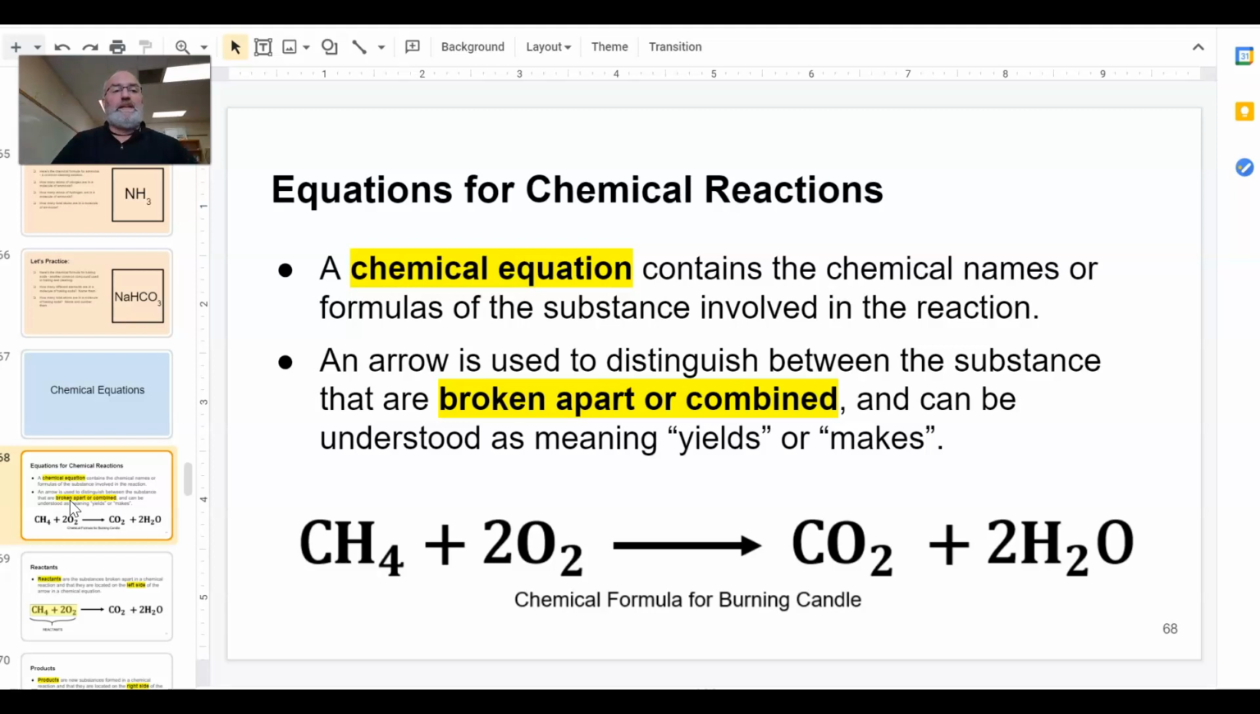And you can see an example of a chemical equation right here at the bottom of the screen. There are two sides to the equation, right? And right in the middle there's an arrow. That arrow is telling you that when these substances are combined or broken apart, it will yield or make these substances over here. Guys, see how that works? So the arrow represents yields or makes.